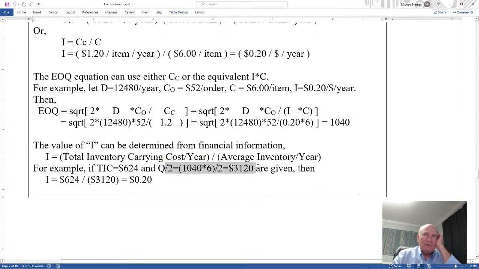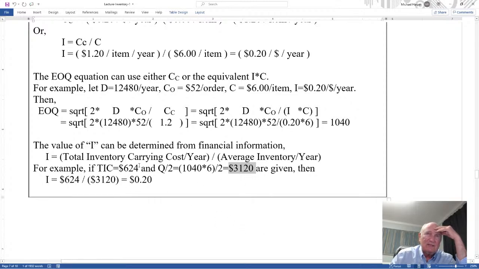And the Q over 2 is 31.20. So if I take these, I get 20 cents. So you just take this and you get to 20 cents per dollar from the example we had above. Because my EOQ is 1040, 1040 times 6 is how many dollars I have, divided by 2 is my average inventory in dollars.